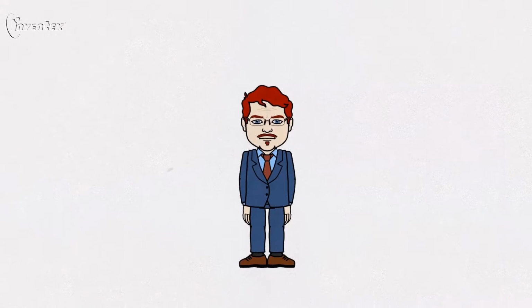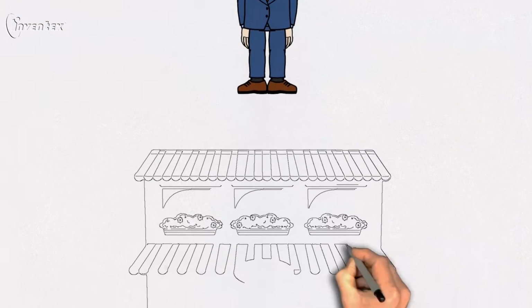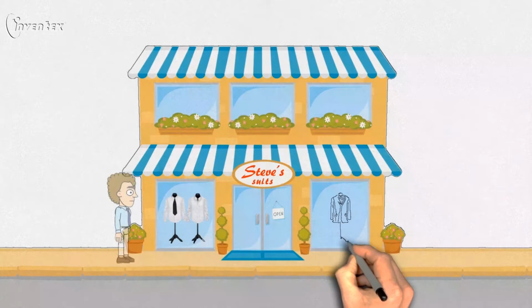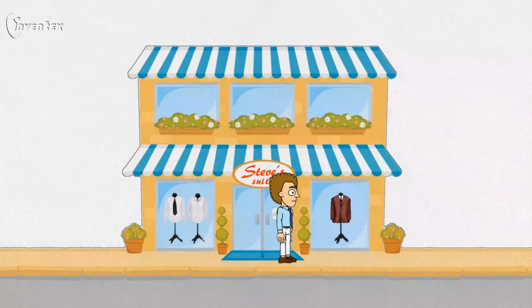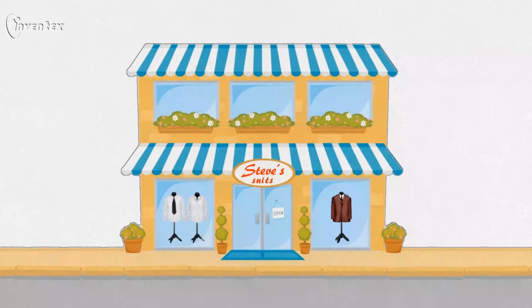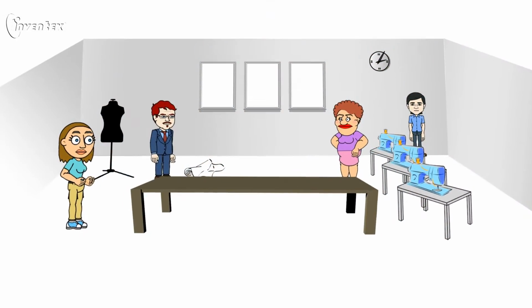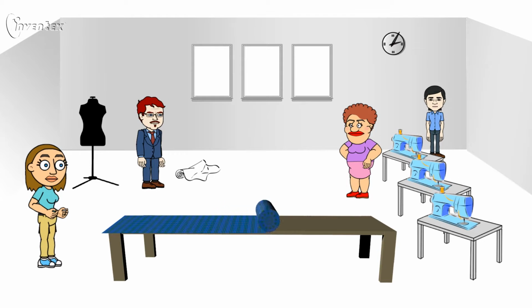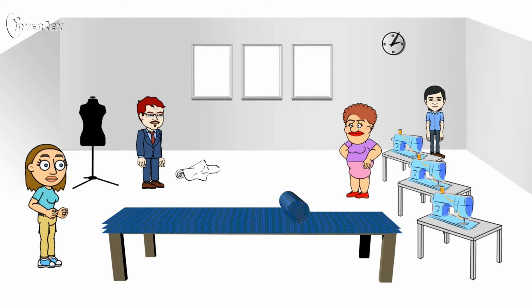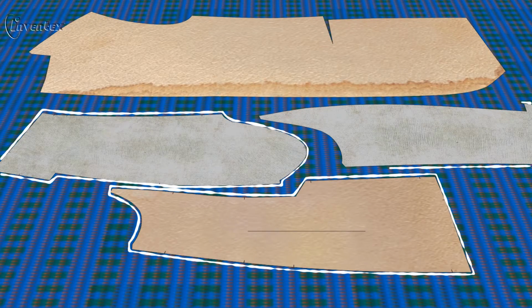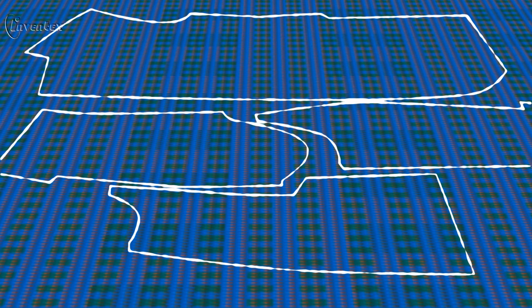This is Steve, a successful producer of men's suits. His new collection always seems to be promising. Steve uses a traditional process of production. The fabric is spread out on the table, and paper patterns are placed on top to be traced out and cut by a hand-held cutting machine.